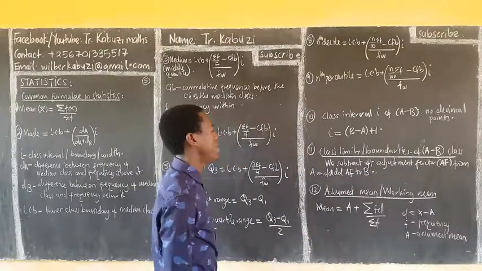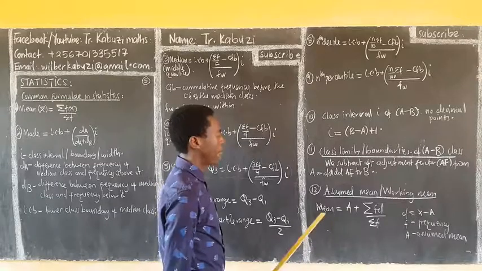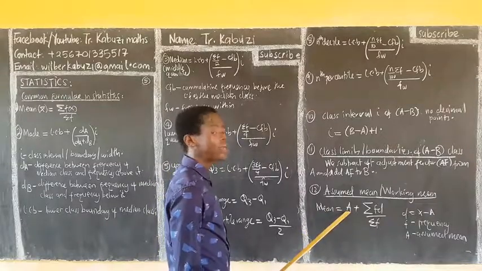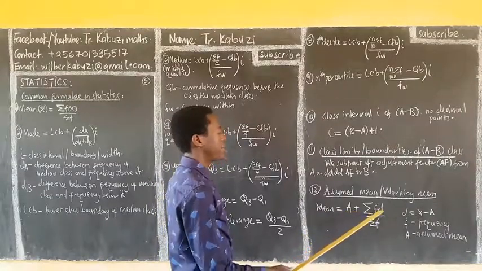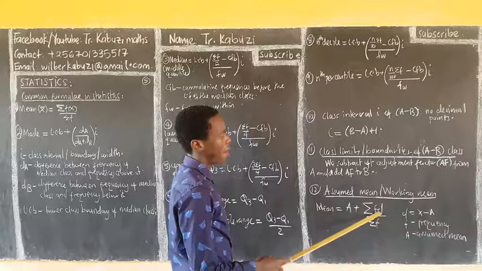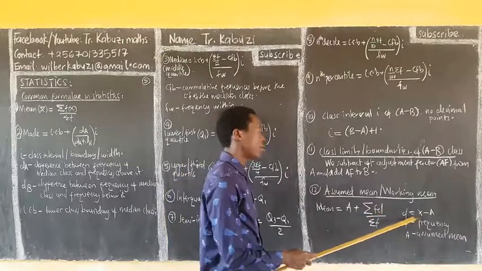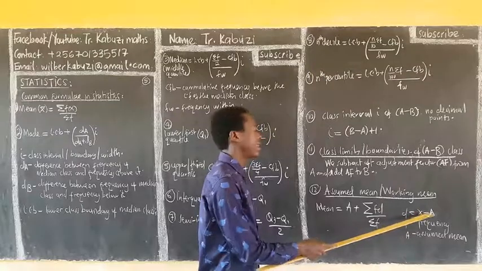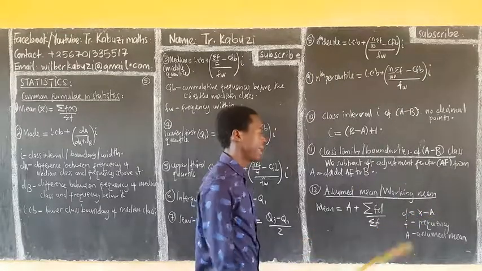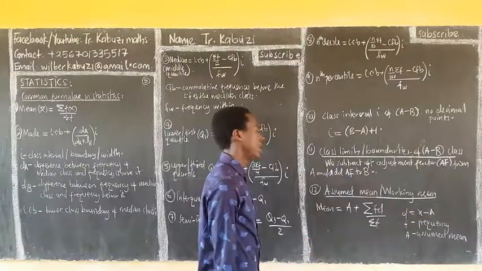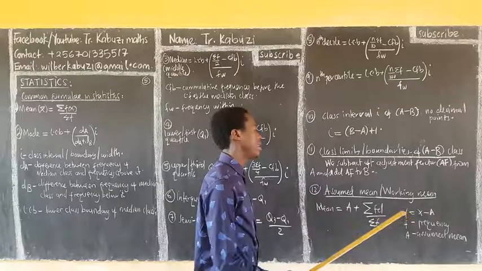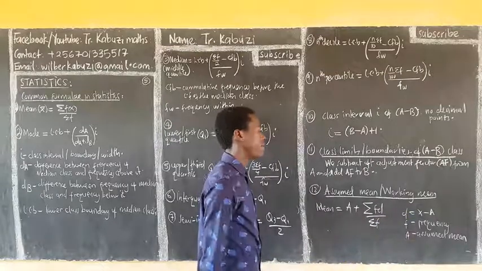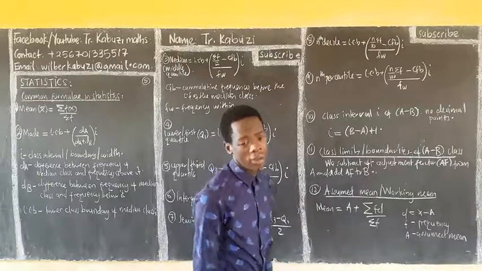Then the assumed mean or working mean. Our mean is given by A, the assumed mean, plus summation fd over summation f. How do we get d? This is the midpoint of the classes minus the assumed mean given. Then summation is when we multiply this d times f. Then f is the frequency and A should be the assumed mean.